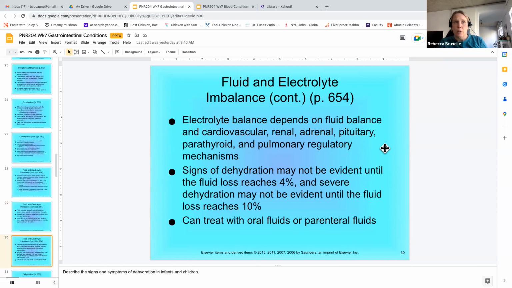So you worry about fluid and you worry about electrolytes. Generally speaking, you don't really have symptoms of dehydration until you've lost about 4% of your fluid, and it's considered severe dehydration if you've lost more than 10%. A lot of times you can start with oral fluids. If they're vomiting, you generally don't start with oral fluids. If they're vomiting everything up, you're more likely to just refer them to the emergency department to get started on IV fluids. If they have diarrhea and they're not vomiting, you might try oral fluids at home before you have them come in. And then parenteral fluids, this just means IV fluids.